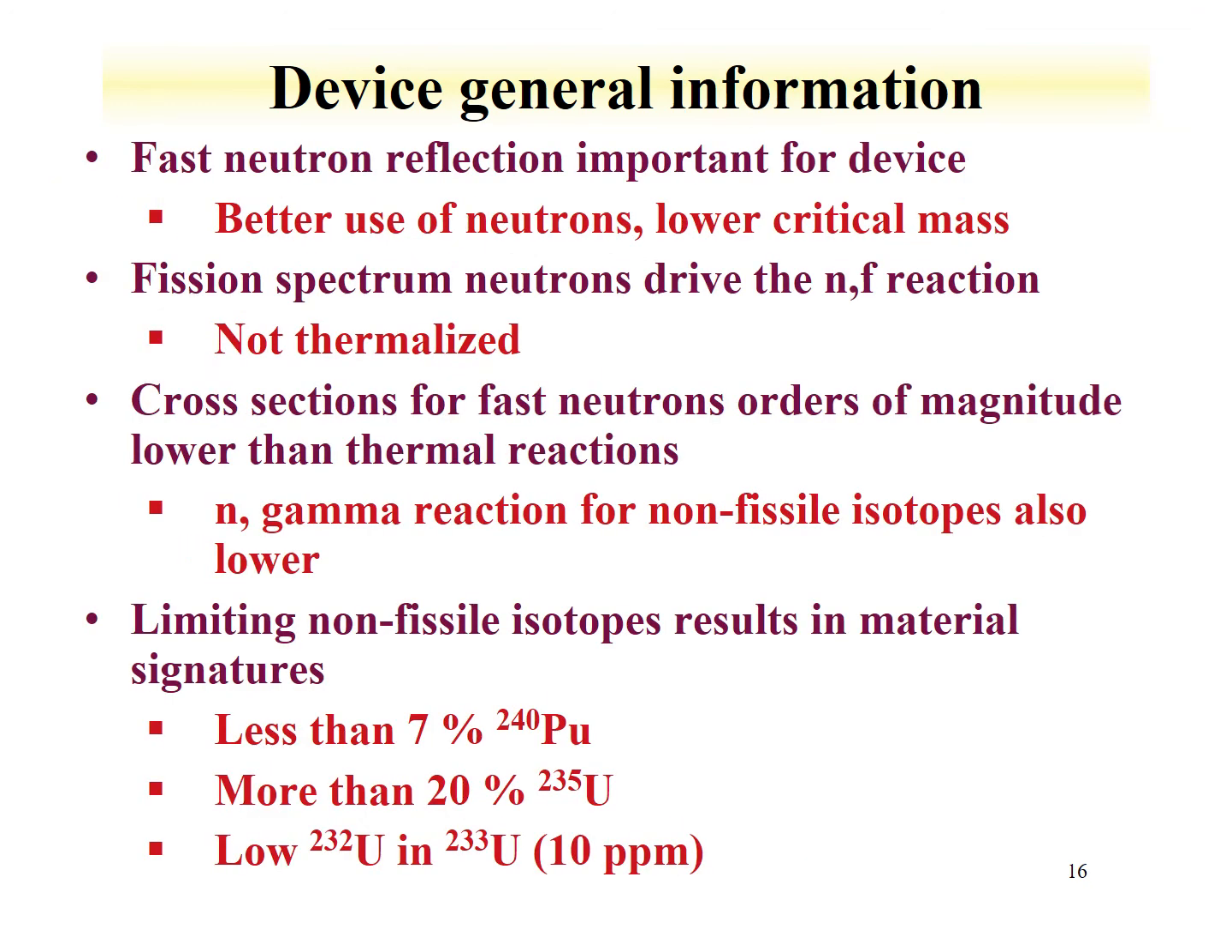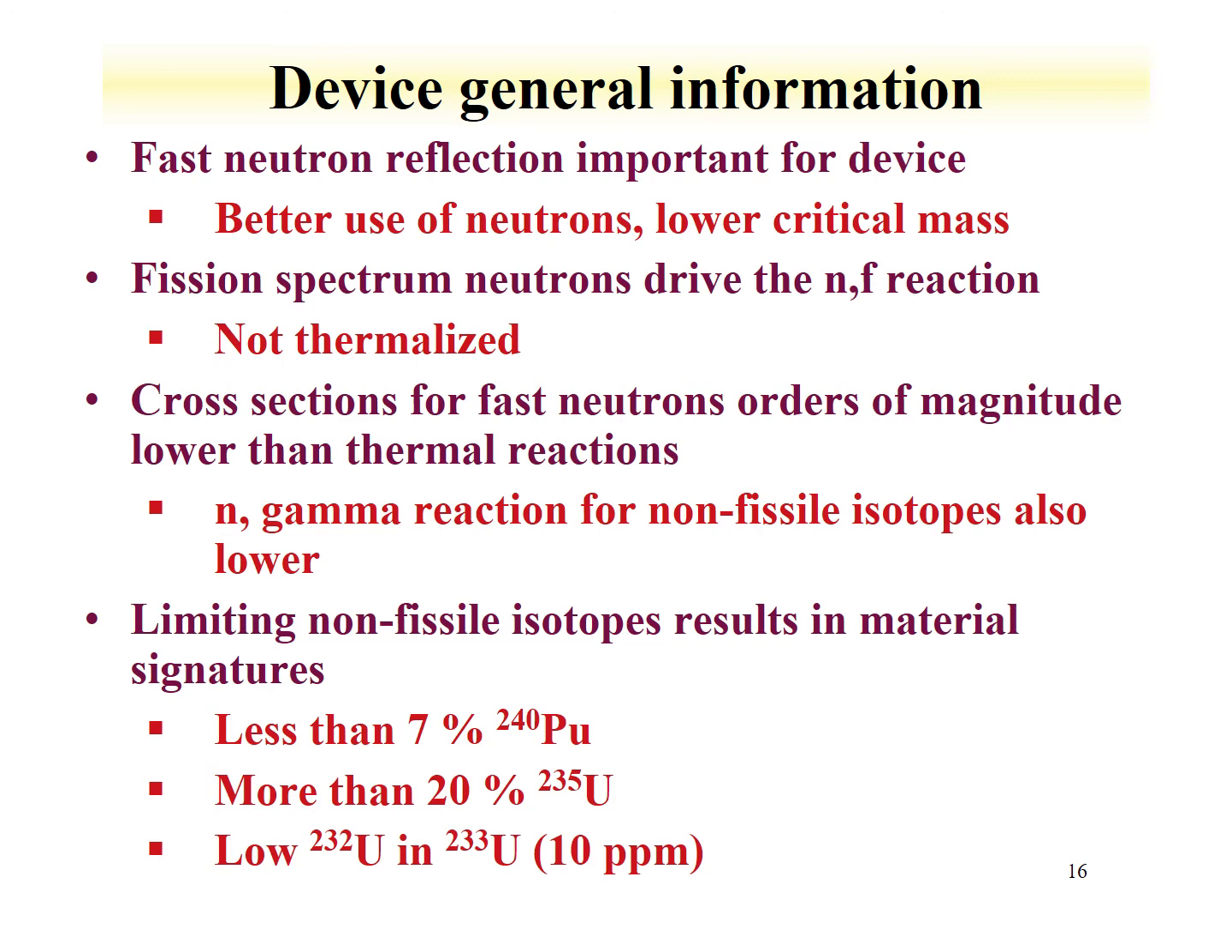The behavior of neutrons in devices is important and provides a route for understanding signatures. Generally speaking, a device would have something that would reflect neutrons back into the reaction area, so you have some sort of reflector. The fission spectrum drives the reactions. These neutrons are not thermalized, so that's an important difference between a device and a reactor.